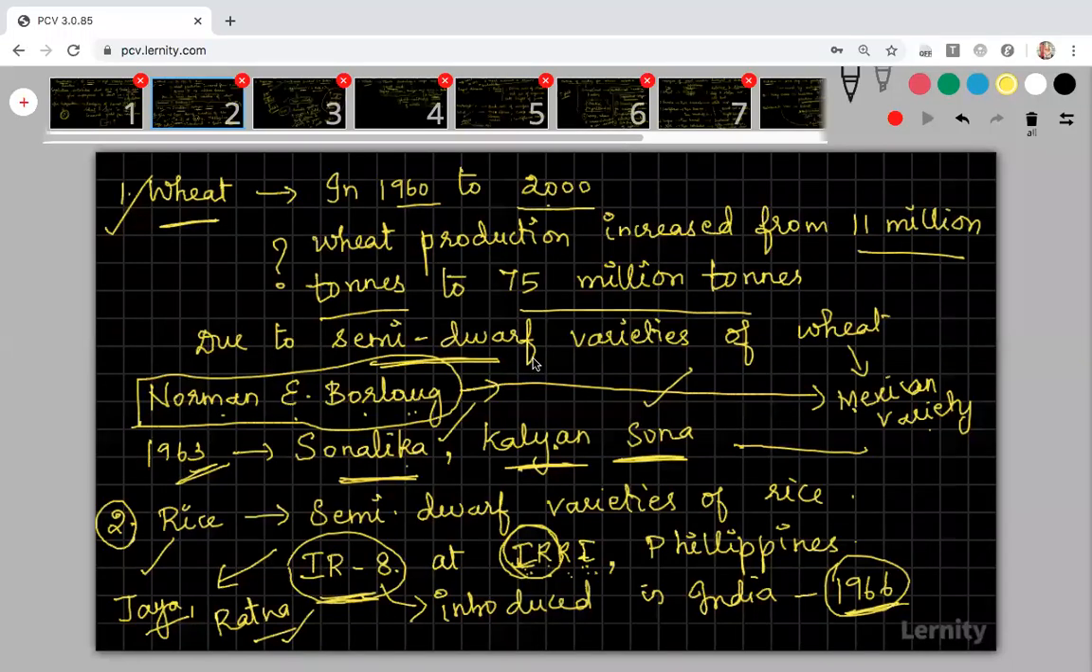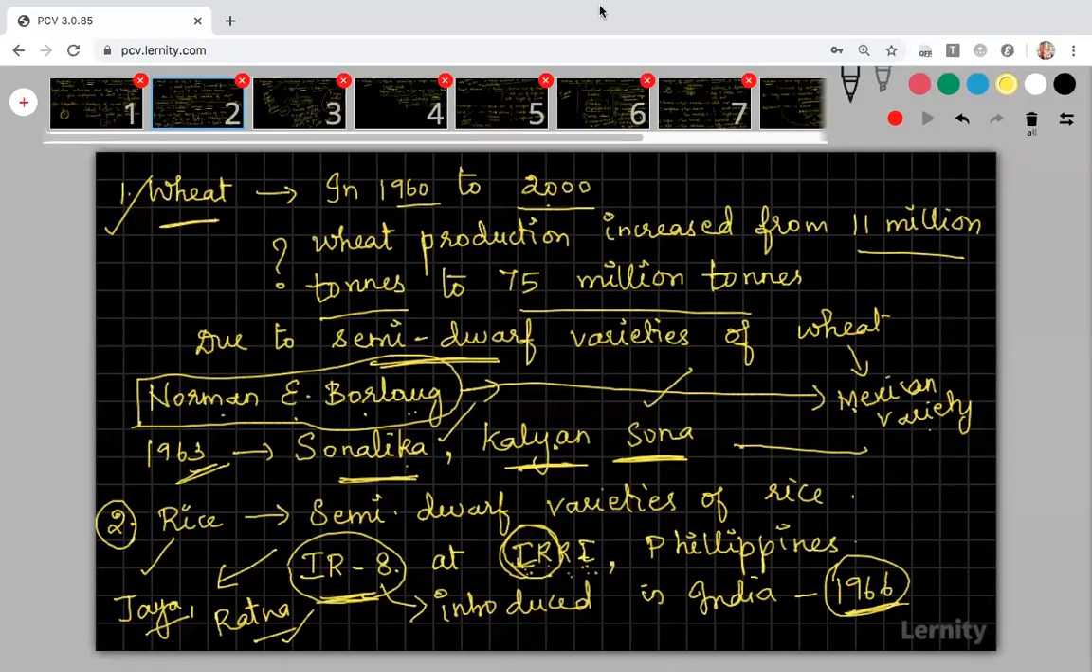Using this semi-dwarf variety of wheat introduced by him, we started developing some high yielding varieties of wheat such as Sonalika and Kalyan Sona in the year 1963. And the second crop plant is rice. Again, this rice high yielding variety was introduced using the semi-dwarf variety of rice, which was developed in IRRI, that is International Rice Research Institute in Philippines, and the variety name is IR8. This variety from Philippines was introduced in India in the year 1966. Using this variety, we started producing some high yielding varieties such as Jaya and Ratna.